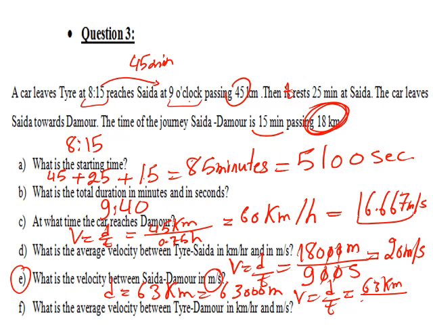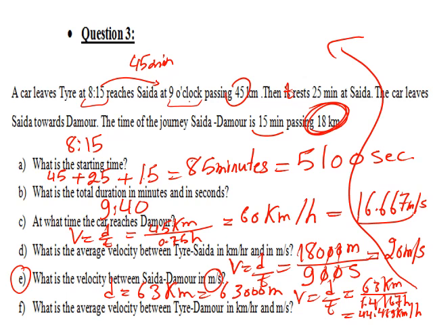85 minutes, which is 1.4167 hour, so it's going to be 44.469 kilometer per hour. To be converted into meter per second, this is going to be 12.3525 meter per second.